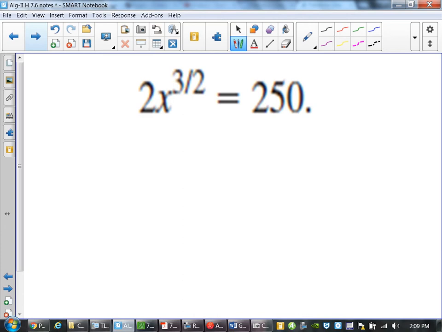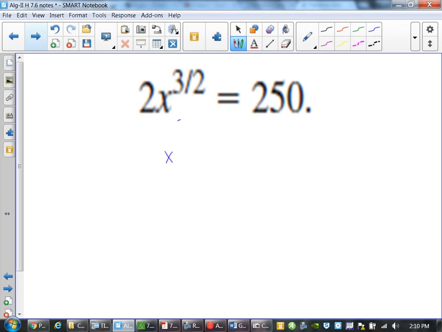What's going to change? You still work the same direction. You still follow the same steps as you would before. You undo everything. You work backwards from your order of operations. So, what would I have to do first? Divide by 2.